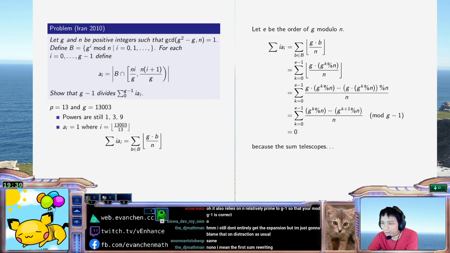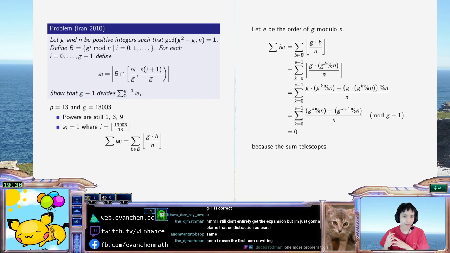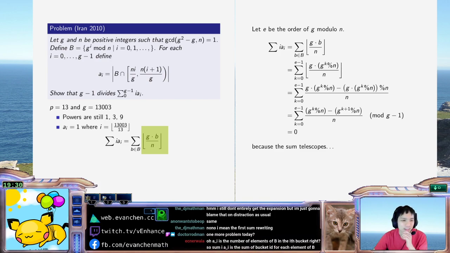So to write out what happened: floor of a mod n. Oh, the first sum rewriting. What happens is, for every element of b, every literal b, it contributes to some index a_i. The index i is the floor of g times b divided by n, by definition. Yeah, a_i is the number of elements in b in the ith bucket. So yeah, exactly.